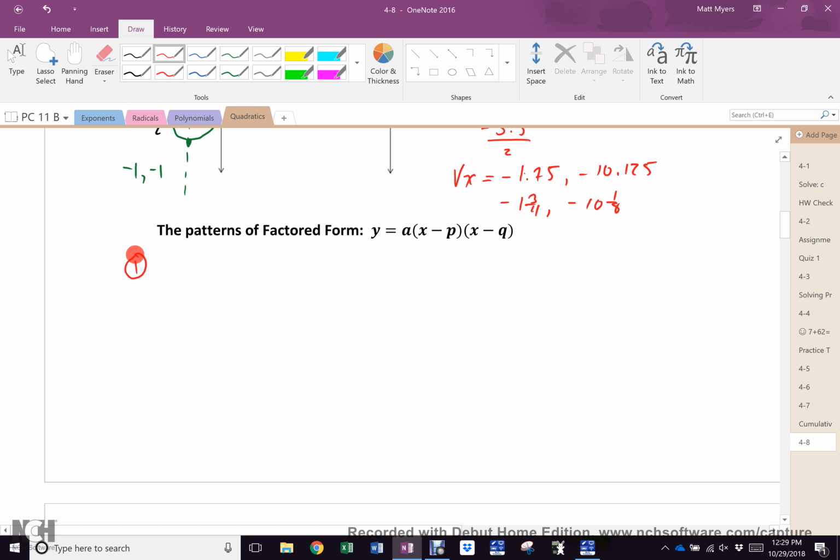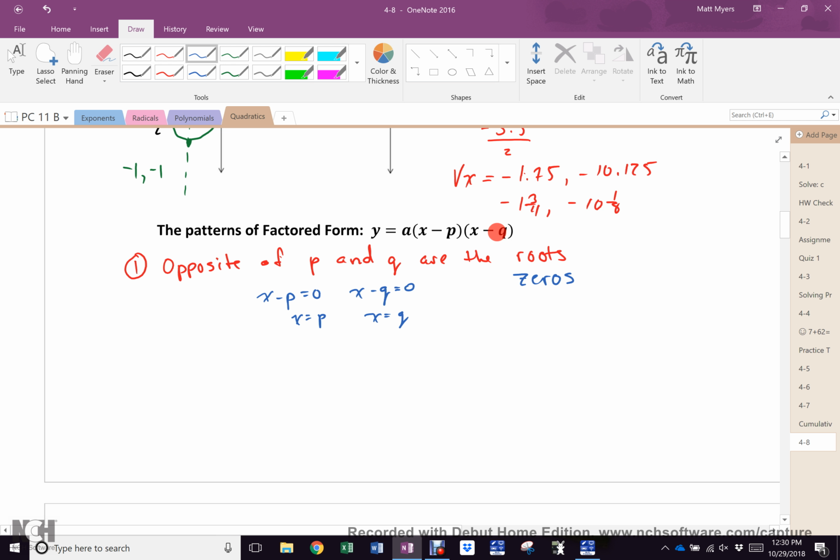What do we know here about P and Q? The opposite of P and Q are the roots. And they have another name. We also call that the zeros, right? On our graphing calculators, yeah? How do I know that? Because x minus p must equal 0 and x minus q must equal 0. So x equals p and x equals q.